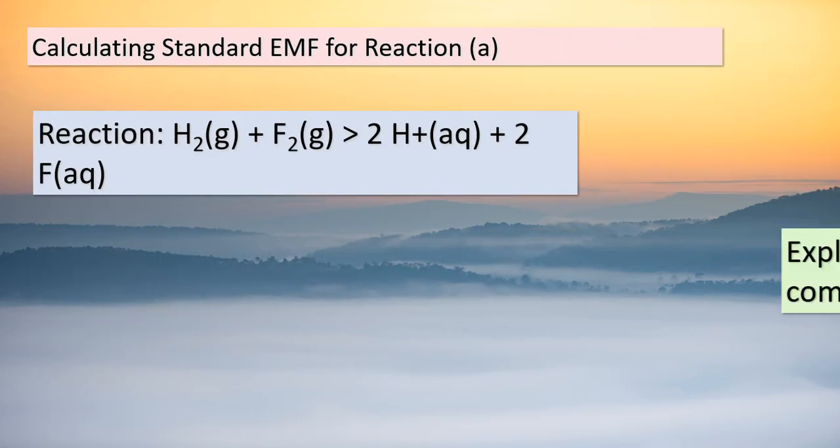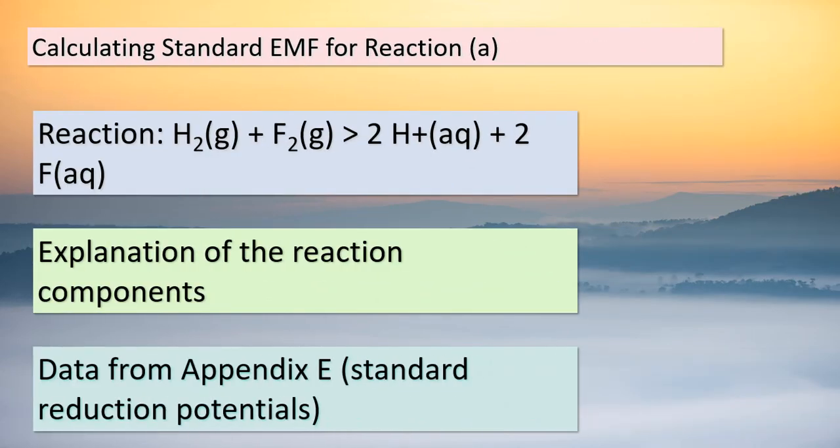Alright, students, let's start by calculating the standard EMF for reaction A. The reaction involves hydrogen gas and fluorine gas combining to form hydrogen ions and fluoride ions. We'll need to use the standard reduction potentials from Appendix E to calculate the EMF. Pay close attention to the values as we work through this process together.